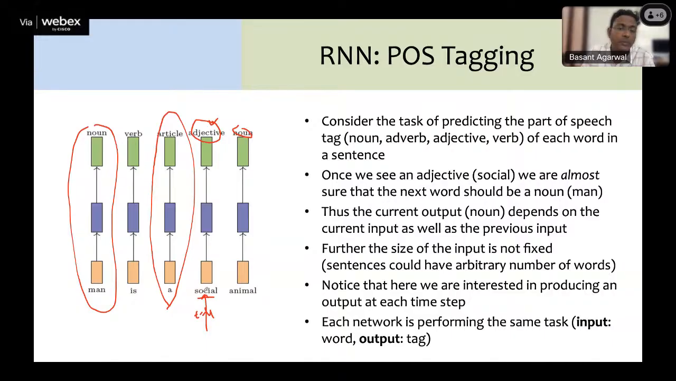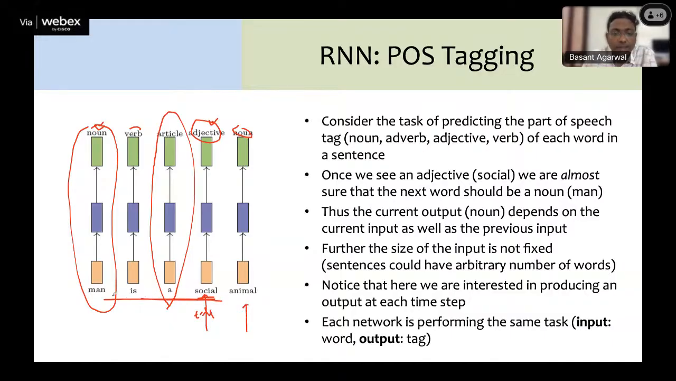That is why it is quite important, for the part of speech tagging problem, that when we want to predict the part of speech, it should also see the previous sequences. So based on the previous outcome, let's say after the noun, based on the grammar, we can have a lot of information predicting the next word to be a verb. So we see that the current output depends upon the current input as well as previous inputs.